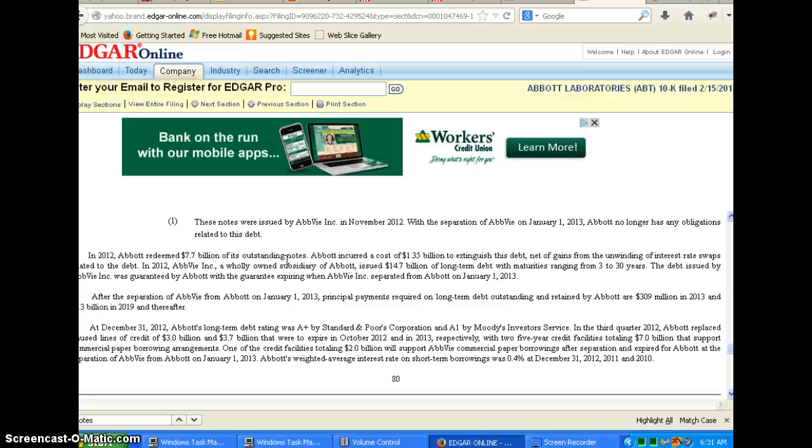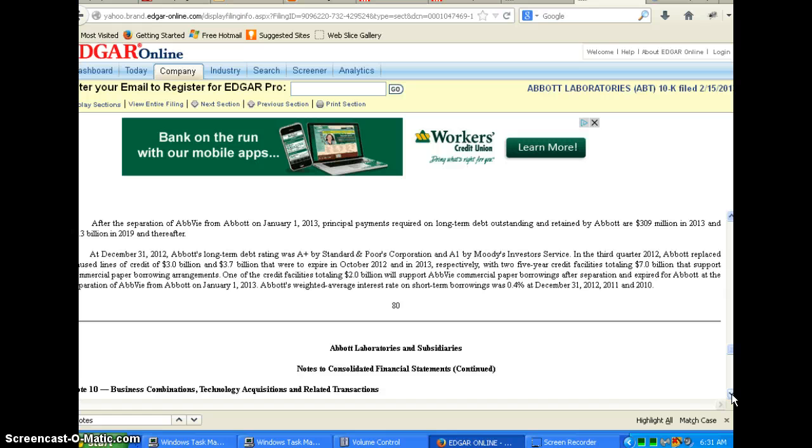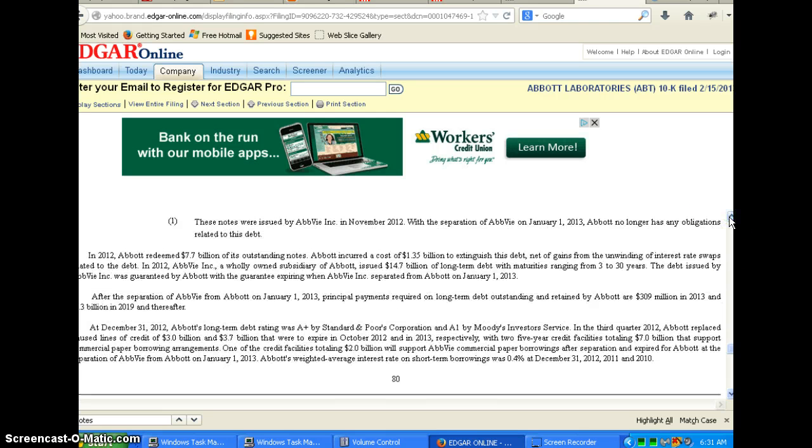Third quarter of 2012, Abbott replaced unused lines of credit of $3 billion and $3.7 billion that were to expire in 2012 and 2013, respectively, with 2 5-year credit facilities totaling $7 billion that support commercial paper borrowing arrangements. Now, commercial paper is short-term funding. It is not a bond offering. So what they're talking about here is restructuring lines of credit and commercial paper facilities.